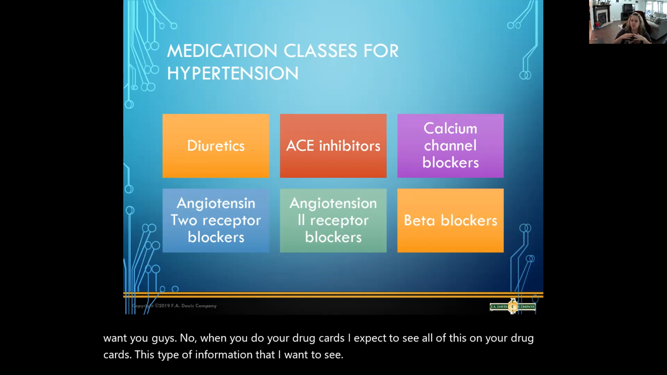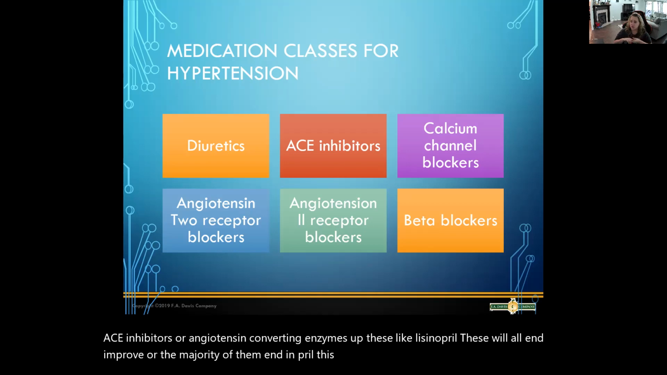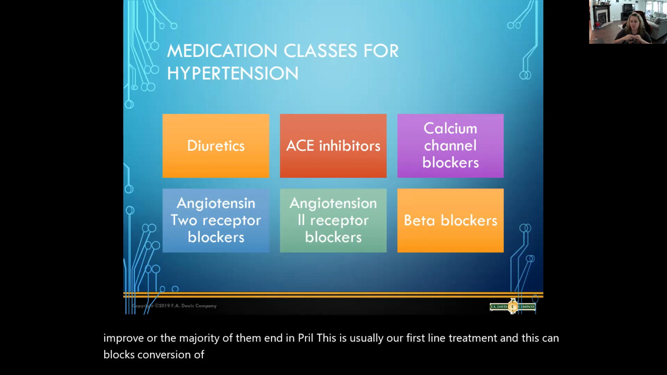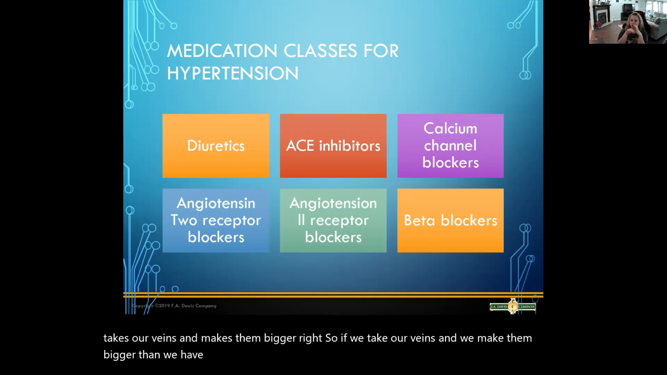ACE inhibitors, or angiotensin converting enzyme inhibitors. These, like lisinopril, will all end in pril, or the majority of them end in pril. This is usually our first line treatment, and this blocks conversion of angiotensin 1 to angiotensin 2, and that promotes vasodilation. So that takes our veins and makes them bigger, right? So if we make them bigger, then we have more room for our blood to flow through the vessel. So we're decreasing that peripheral vascular resistance, correct?